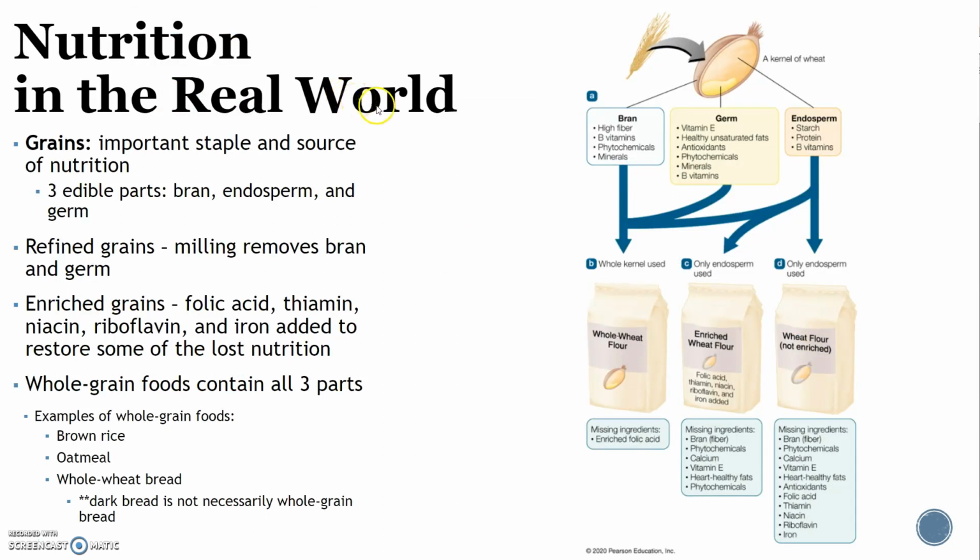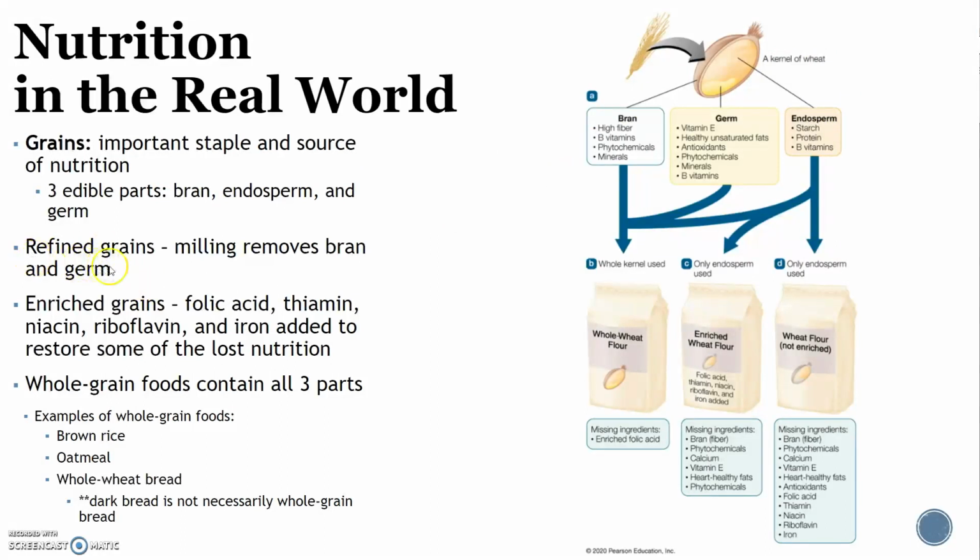So how does this apply to the real world? We hear a lot about grains and whole wheat and refined grains, what kind of bread we should buy, and our textbook does a great job of breaking down why certain grains are more nutritious than others. So overall, grains have 3 edible parts: the bran, the endosperm, and the germ.